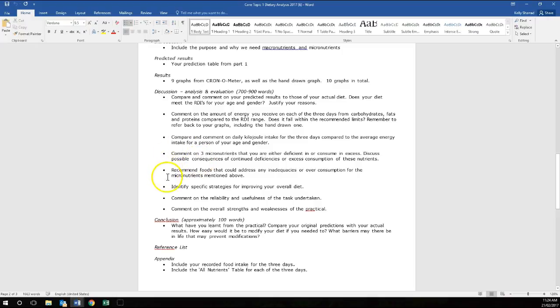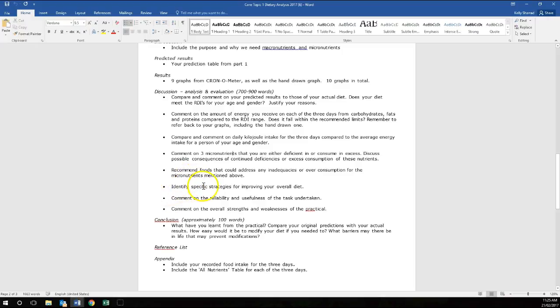Okay, so you then need to recommend foods that could address any inadequacies or overconsumption for the micronutrients mentioned above. So if one of your micronutrient deficiencies is calcium, you might want to suggest some examples of where you could consume calcium from. Don't just talk about dairy products, maybe talk about other food products that do contain calcium that are not dairy, for someone that may be lactose intolerant.